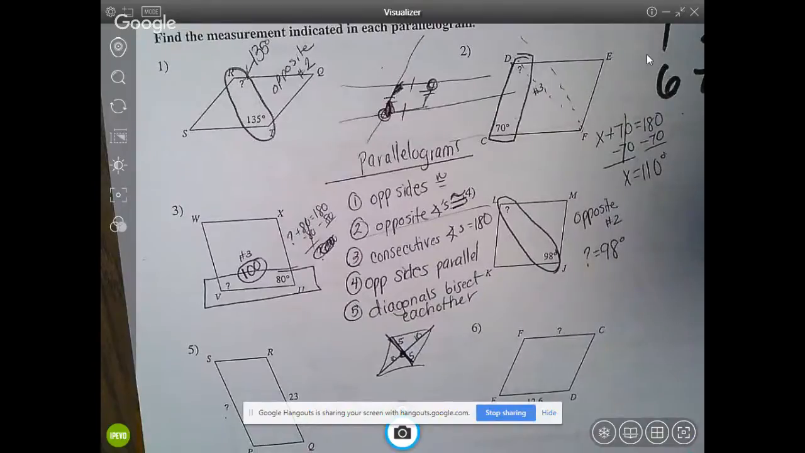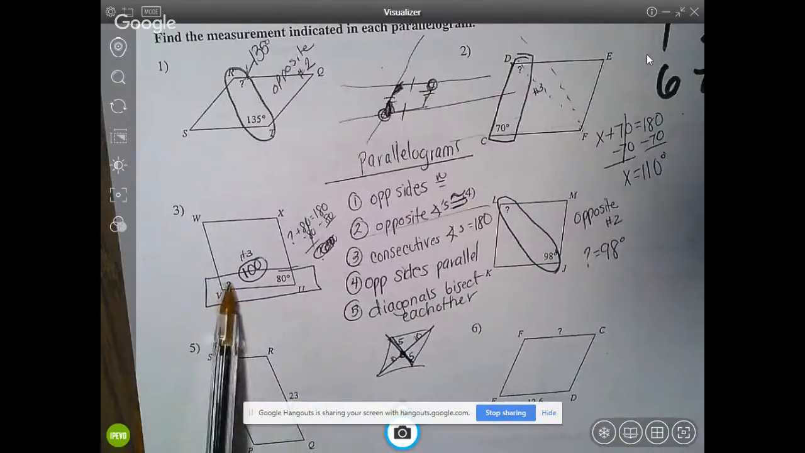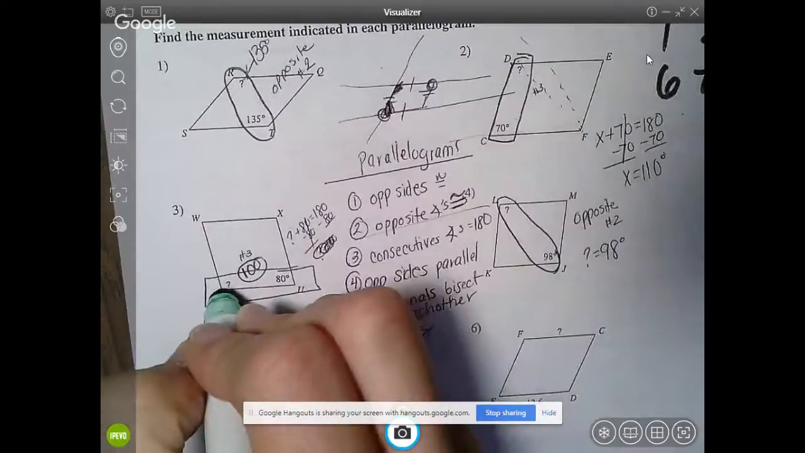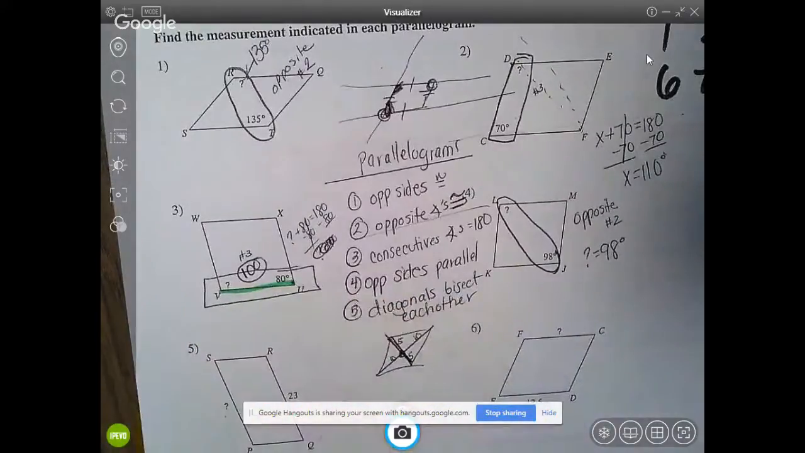Anyone need clarification on angle measures in a parallelogram? Yes, ma'am. Yep, number 3. Because these are touching, if I trace this line, because both of these angles are touching the same line, they're called consecutive or same side. So when that happens, I find out that they're equal to 180 degrees.